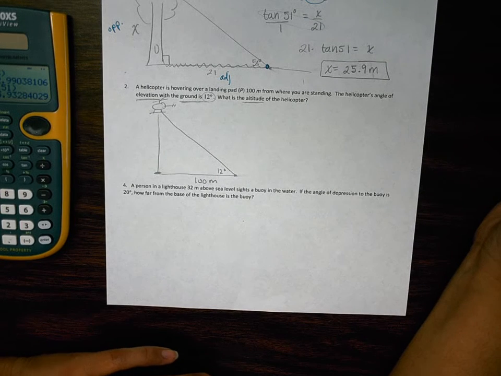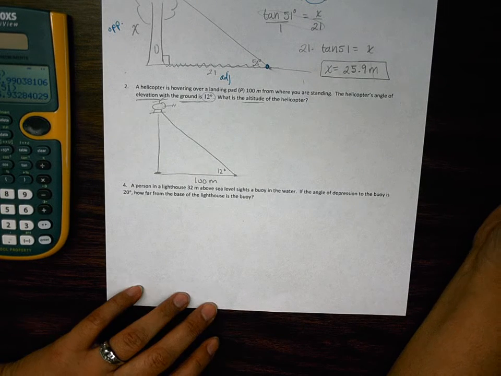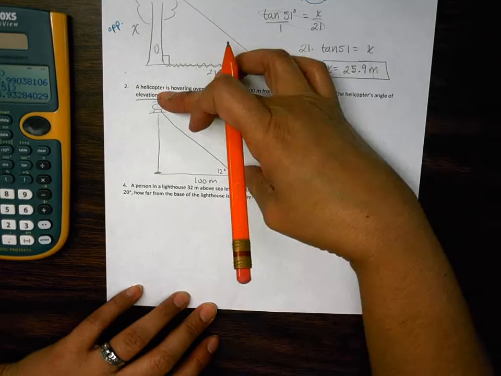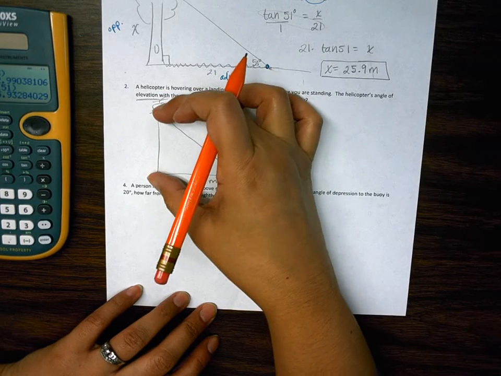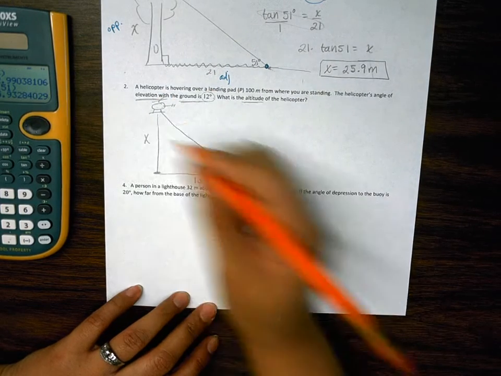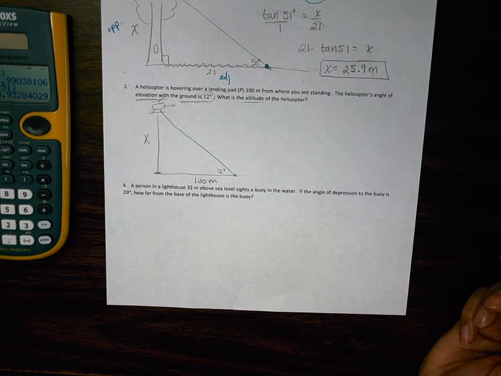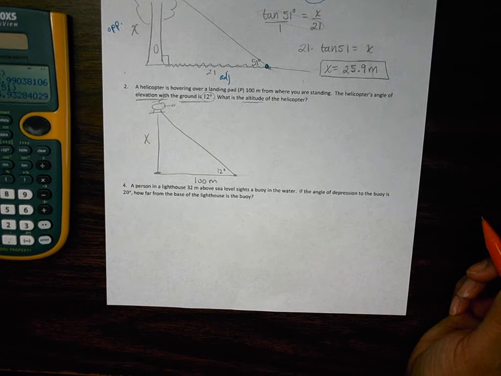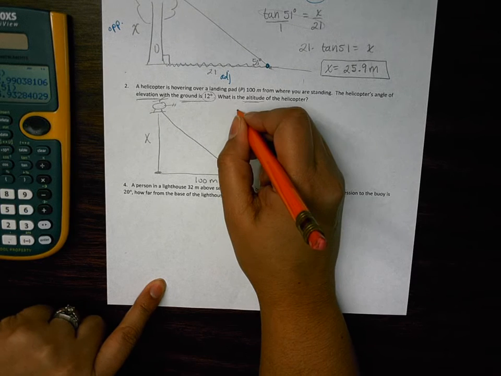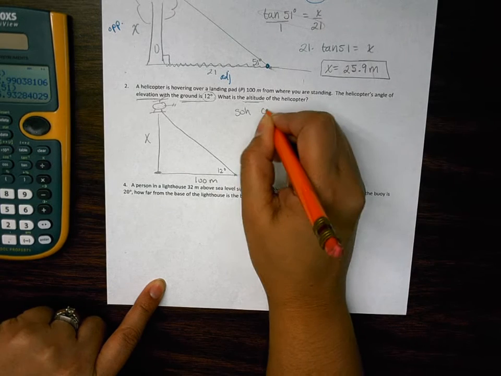What is altitude? Another word for altitude. Height. So where do I put my X? The ground, the hypotenuse, or the height? The height. Okay, which one is this? Pythagorean theorem, special right triangles, or SOHCAHTOA? Is it SOHCAHTOA again?